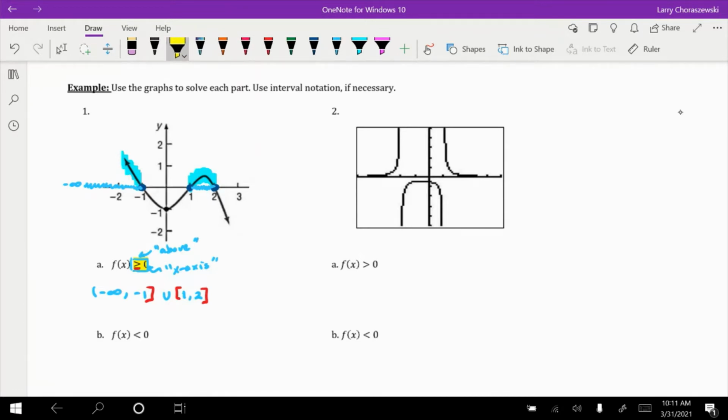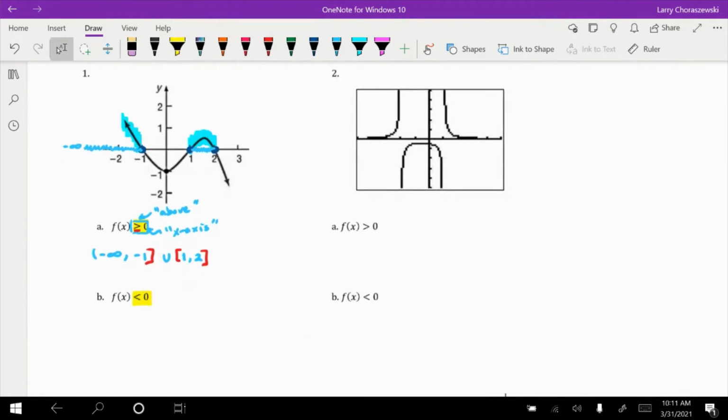Now, for part B, we want to solve the inequality f of x is less than 0. In the context of graphs, less than will mean under or below, and then the number 0 will still represent the x-axis. So if we're using a graph to solve this inequality, we want to look for the parts that are underneath the x-axis. And it looks like we have two parts. We have the part from -1 to 1 and the part from 2 to positive infinity.